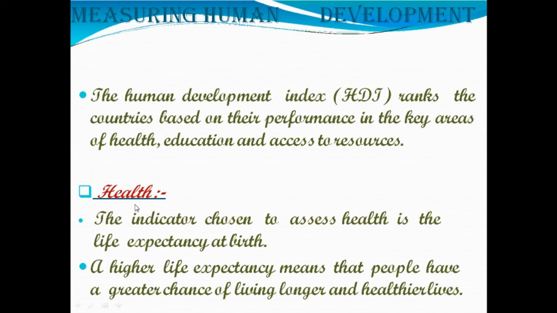Let's discuss health. The indicator chosen to assess health is the life expectancy at birth. Because you know that as the countries are progressing due to increasing medical facilities, the number of children being saved is increasing because of these good medical facilities, especially at birth time. So that is known as life expectancy at birth. A higher life expectancy means that the people have greater chance of living longer and healthier lives.